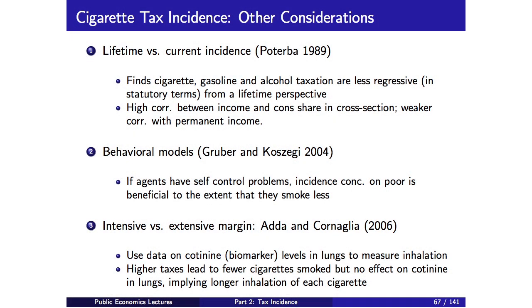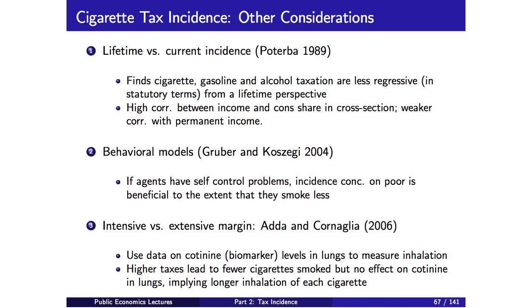It's separate. Okay, the third point that I want to make, this paper by Adda and Cornaglia in the AER in 2006, is something at least I would not have thought of: there's an intensive versus extensive margin in smoking cigarettes. What they show is that when there are higher taxes, people smoke fewer cigarettes, but they smoke each one for longer. So you haven't targeted the tax at the right thing, right? You're taxing the number of cigarettes, not how much you're smoking them.